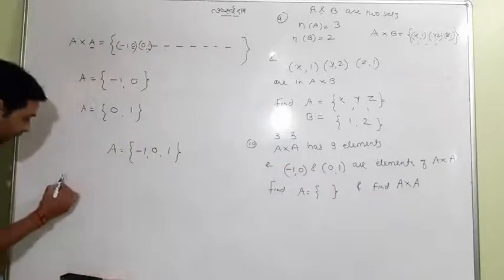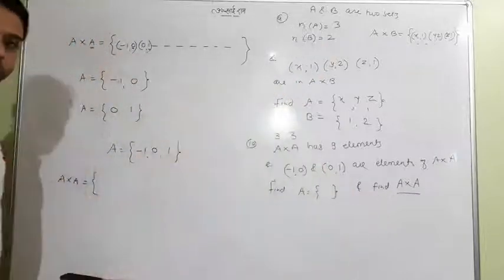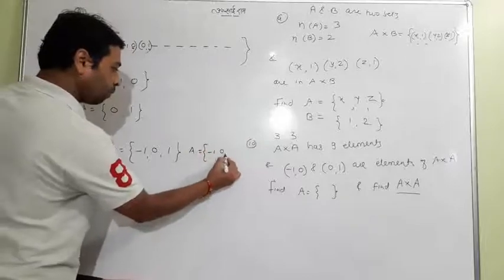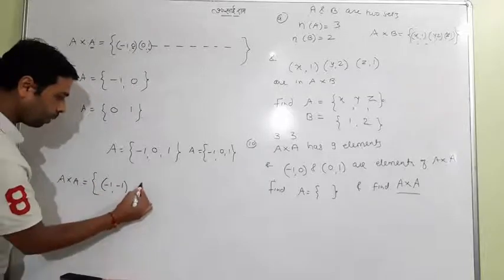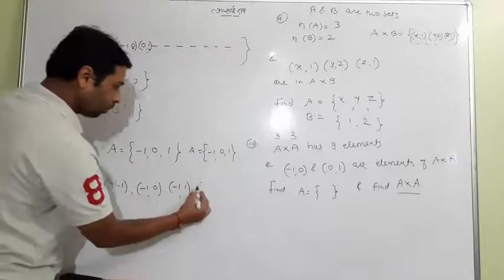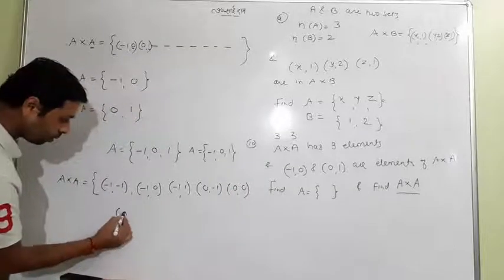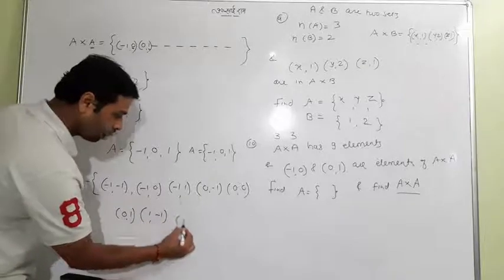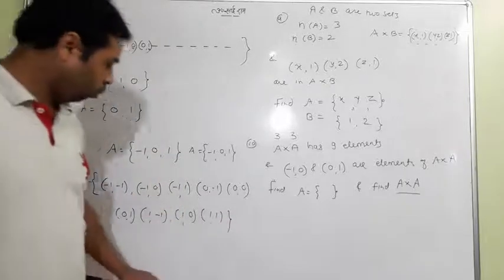If I tell you to find A cross A, which is asked here, you can find it. So A, and once more I want to write A for your convenience. So A cross A is (-1, -1), (-1, 0), (-1, 1), (0, -1), (0, 0), (0, 1), (1, -1), (1, 0), (1, 1), and that's all. It's 9 elements. I think the board work was so easy.